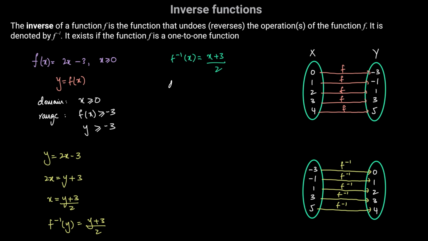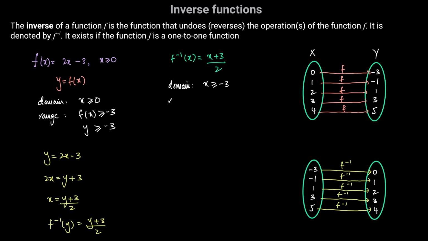Now, what is the domain and the range for this function? Well, we can clearly see over here that the domain for the inverse function, the set of inputs for the inverse function, is the set of outputs for the function f. In other words, the domain for the inverse function is the range of the original function f. So the domain over here would be x is greater than or equal to -3. The range of the function f of x is the domain of its inverse f inverse of x.